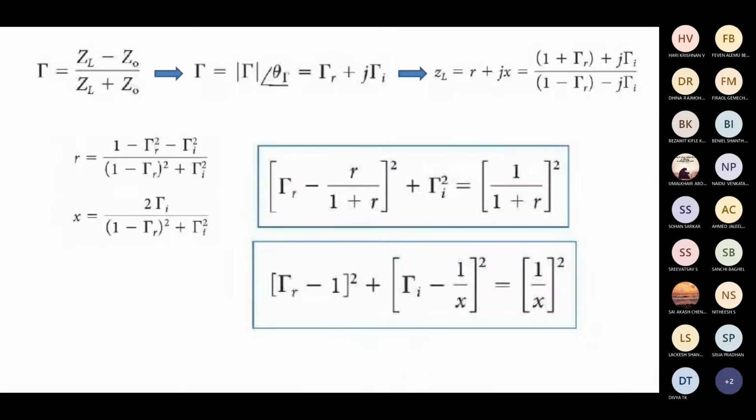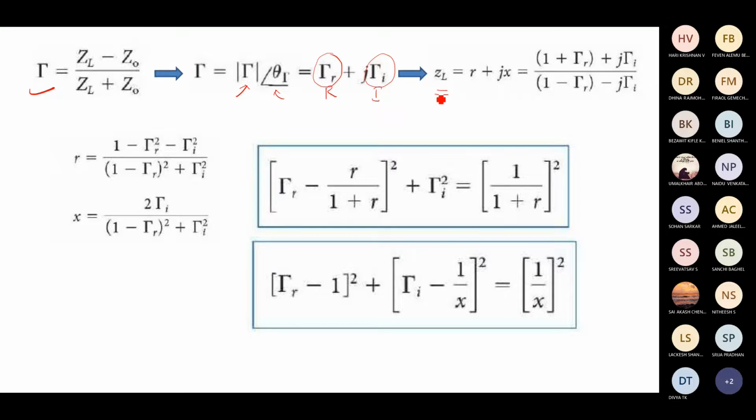So we very well know that the reflection coefficient is a function of the impedance, and it has two parts: the magnitude and the phase term, as well as the real and imaginary parts. Therefore, the real part and the imaginary part can each be defined in terms of impedance. So this is the overall picture of the reflection coefficient.